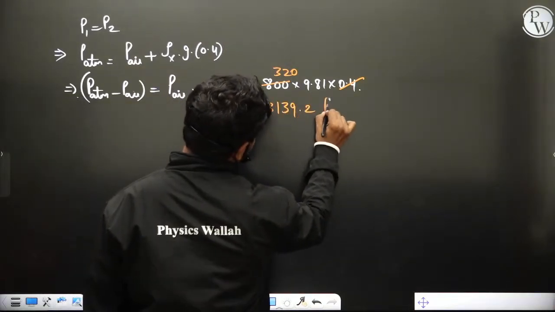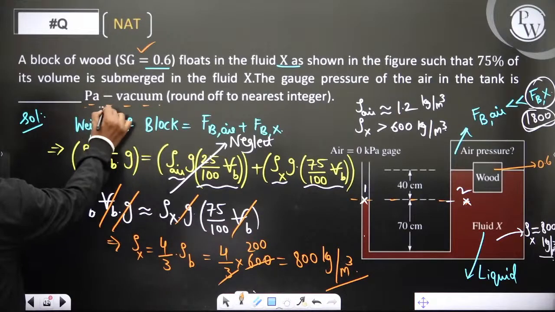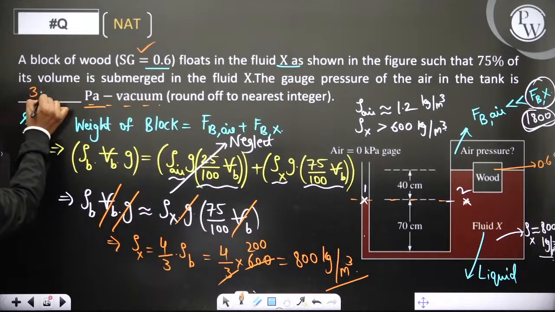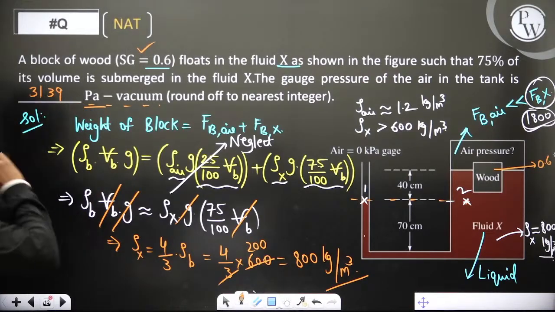3139.2 pascals actually. Okay, so this is 3139.2 pascals, and they are asking in pascals obviously. So the nearest integer is 3139. That's it. 3139 pascals vacuum.